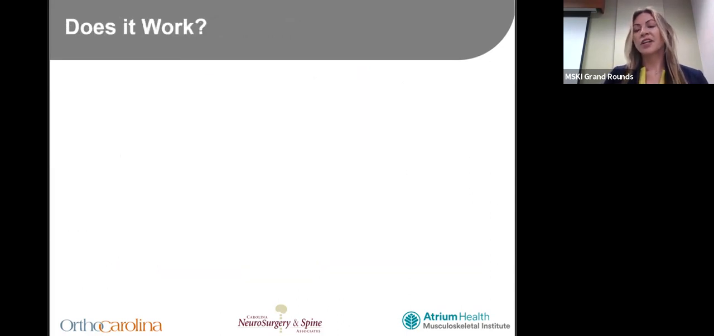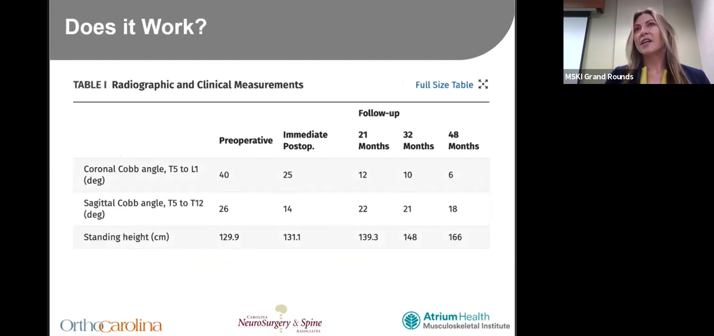So does it work? The first study that ever showed the efficacy of vertebral body tethering was published in 2010 by Doctors Crawford and Lenke. This here is data from that procedure. It was a case report from an 8-year-old male. Overall, his preoperative curve was 40 degrees, and by his 2-year follow-up, it was down to 6 degrees.